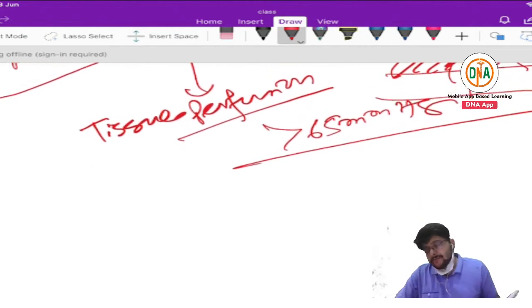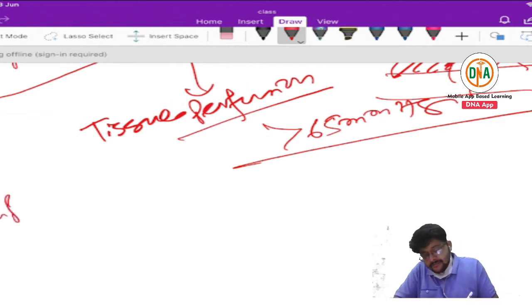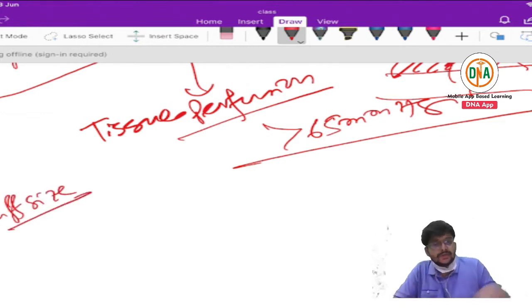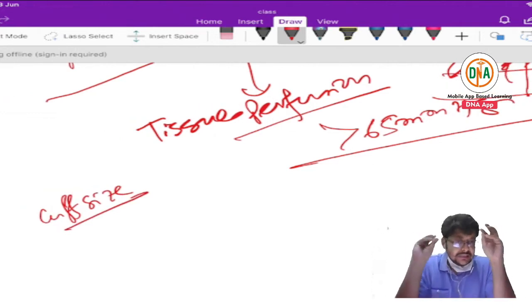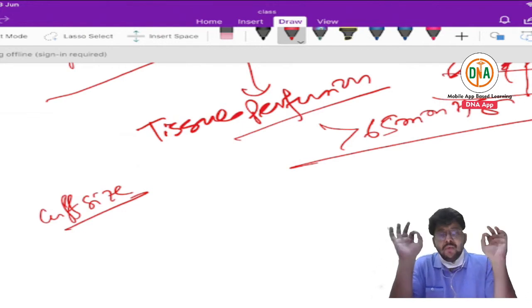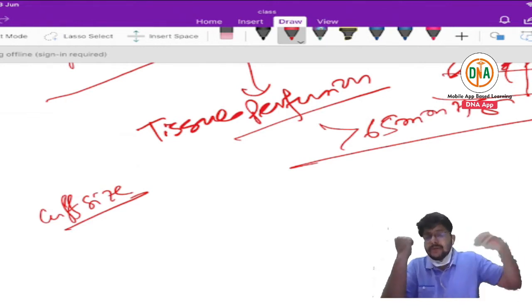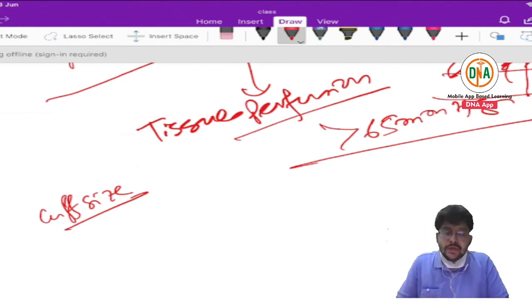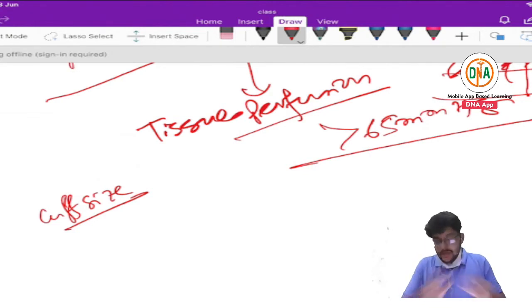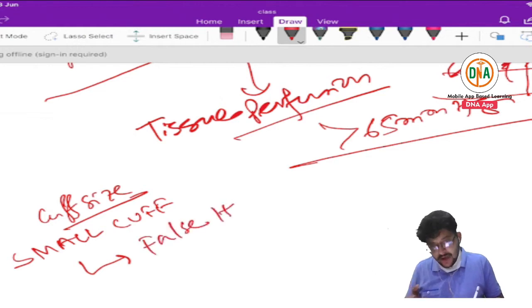After this, we will come to another extremely important factor, that is the cuff size. Some patients will be thin, some patients will be thick. If you use the same cuff on all of them, you will get a wrong value. Like if you have an adult cuff and a child has come to you and you put that adult cuff on the patient, you'll get a wrong value. So a take-home tip for you, which is very important: if you use a small cuff, you will get a false high value.